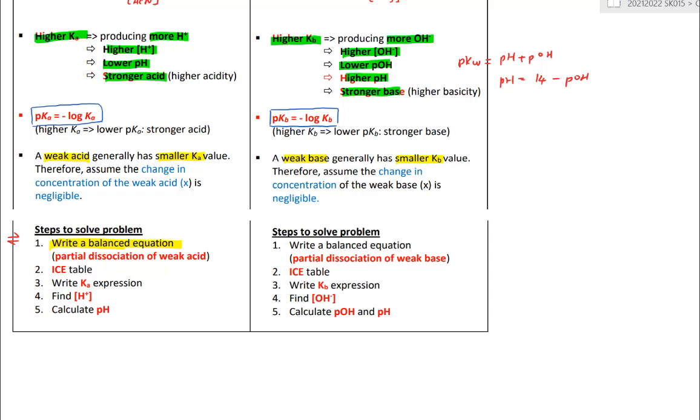First, same thing, we want to write the balance equation of the partial dissociation of the weak base. Then we have the ICE table, we have the Kb expression, we have the concentration of OH minus. Then we want to apply the formula to find pOH, and lastly, finding pH.